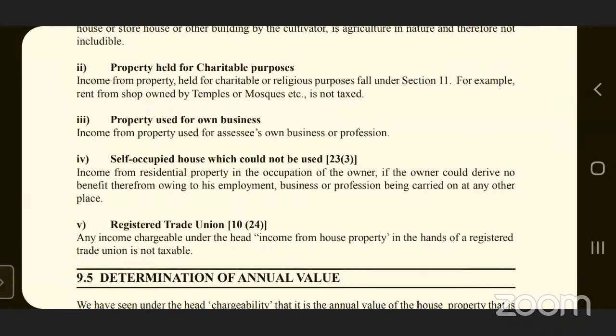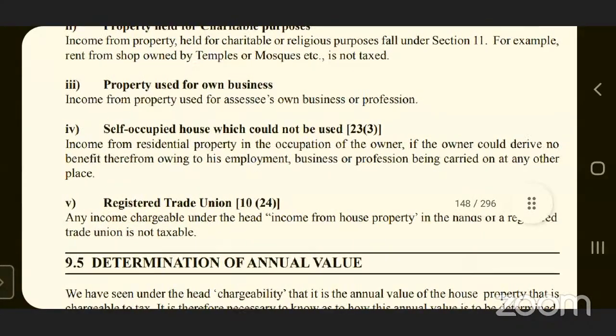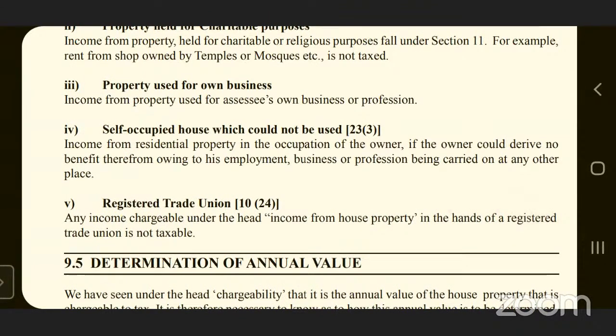Property used for own business, or a self-occupied house which is in an idle position, means income from residential property in the occupation of the owner, if he is not getting any benefit from his employment, business or profession being carried on at any other place, then it is also not taxed under the head of income from house property.